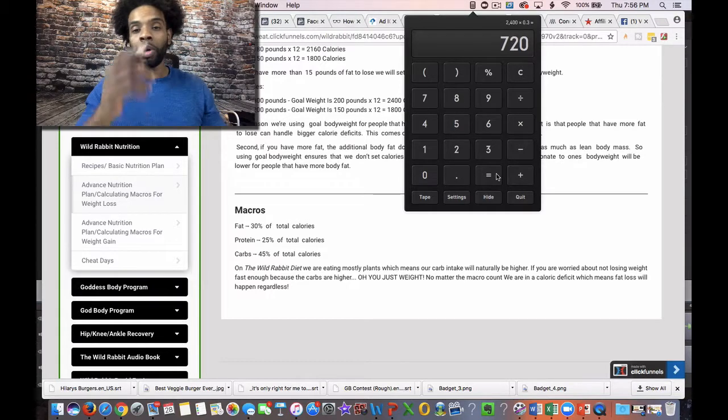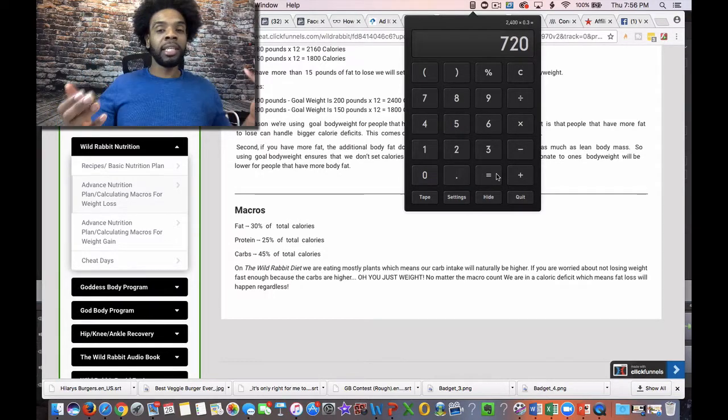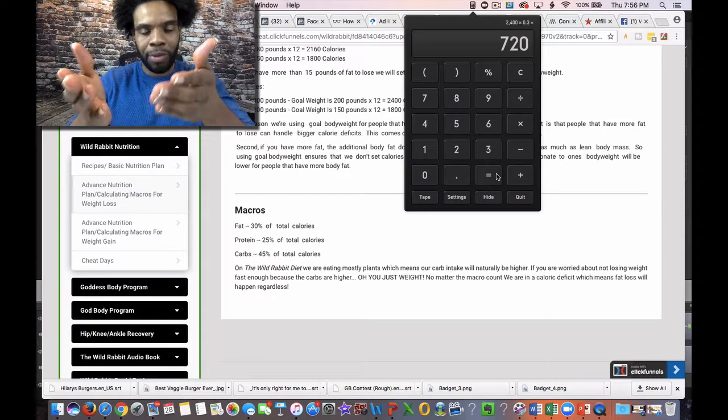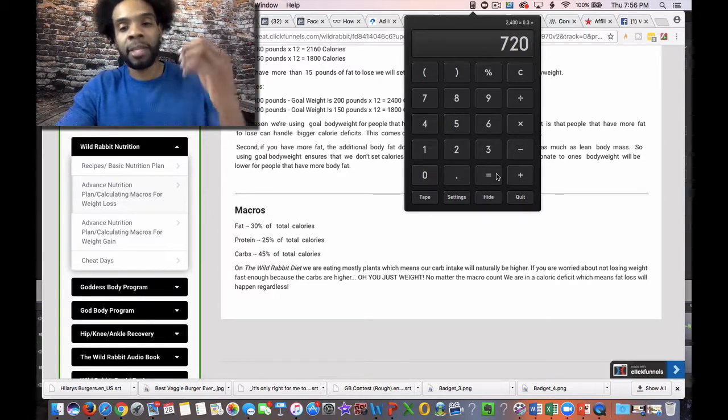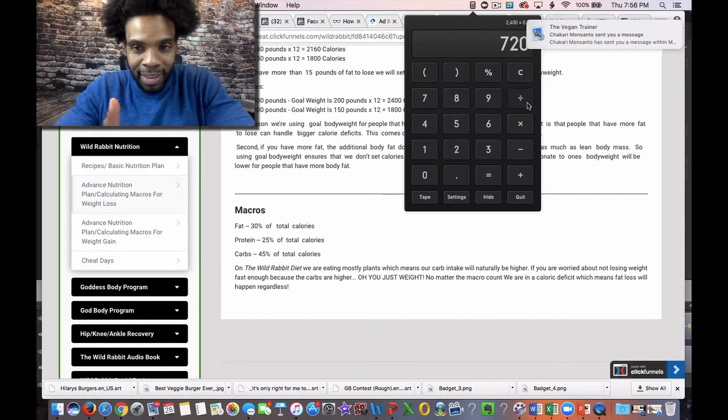So what we're going to do is, the best way to see what that calorie range translates into is to simply divide that 700 calories.